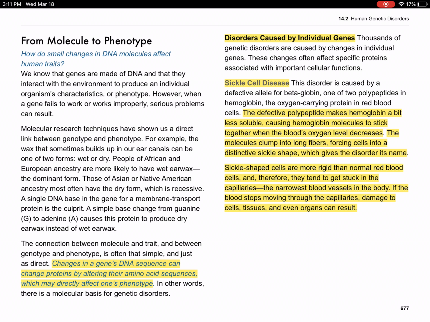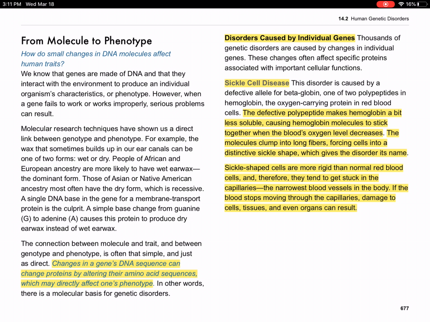Some examples of disorders that are caused by individual genes. One would be sickle cell disease, or sickle cell anemia, as it's also known. There is one polypeptide in hemoglobin that is defective, and it will cause a misshapen red blood cell. And that misshapen red blood cell is sickle-shaped, which means it looks kind of like a crescent moon.